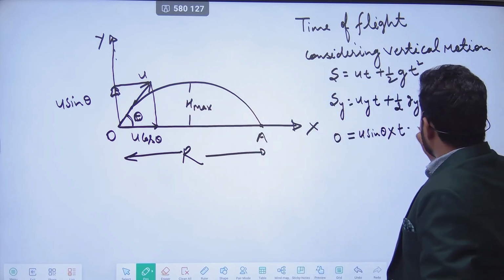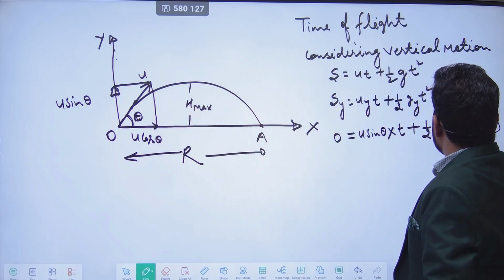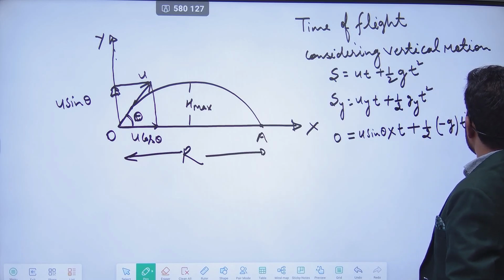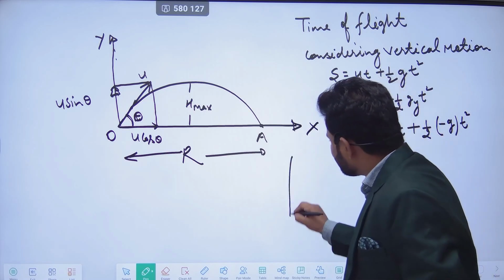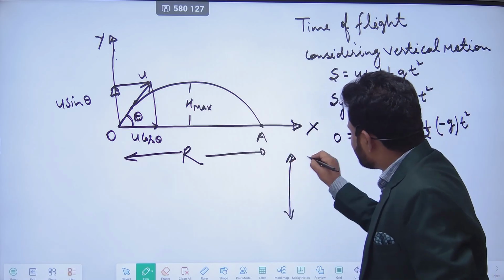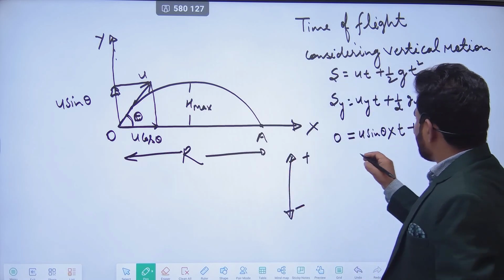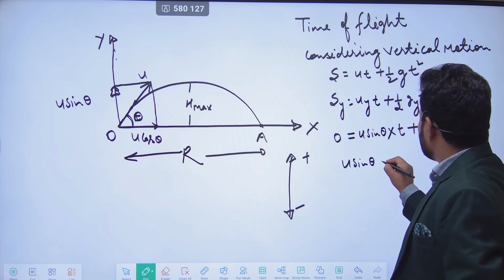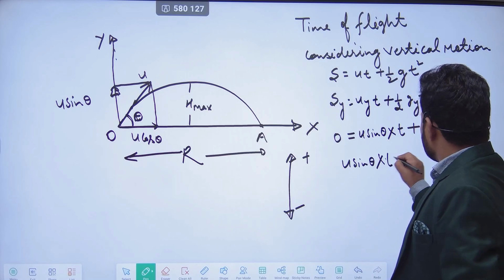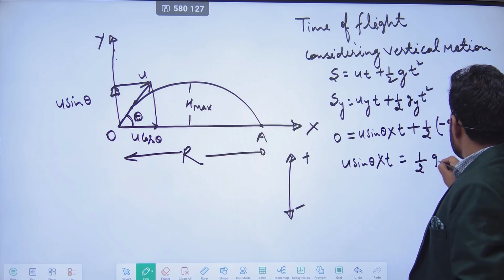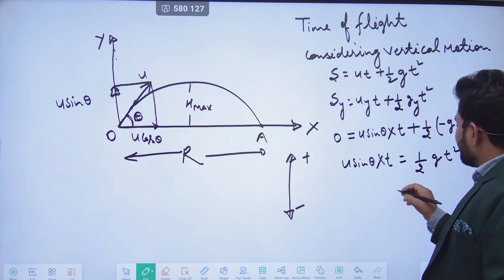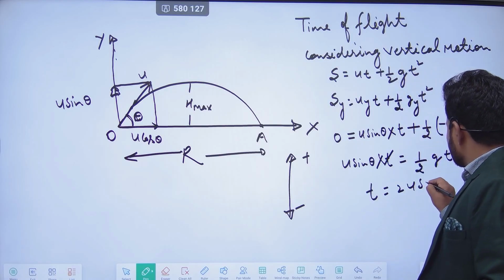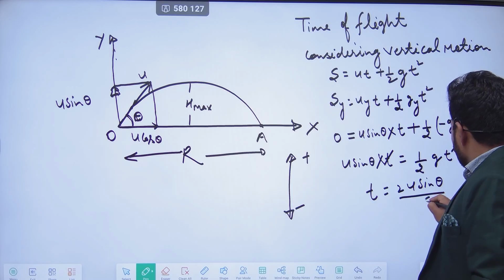So 1 by 2 g, and why are we taking g as negative? Let's say we have a sign convention: this is plus and this is minus. So from here we can say u sin theta into t is equal to half of g into t square. So we get t equal to 2u sin theta by g.